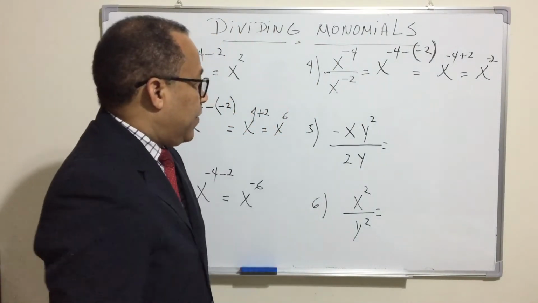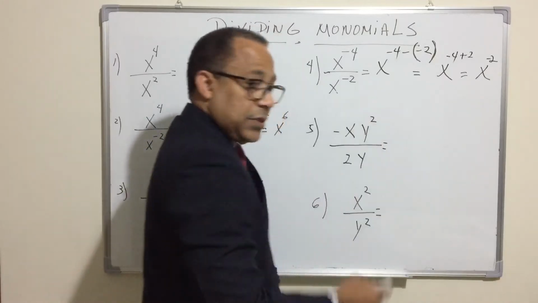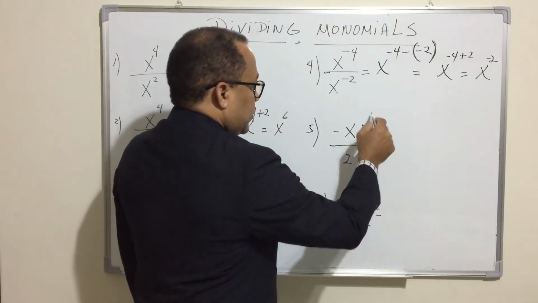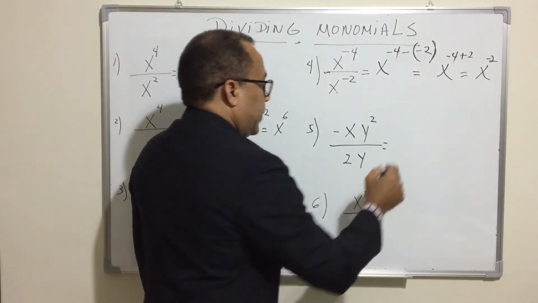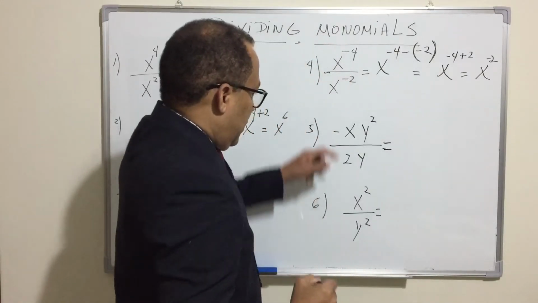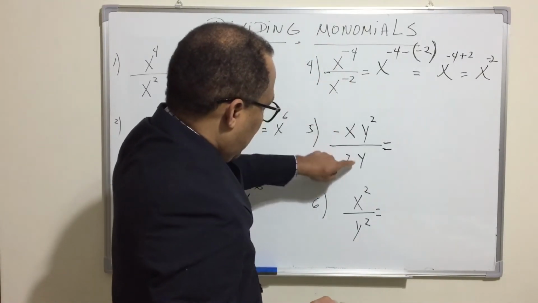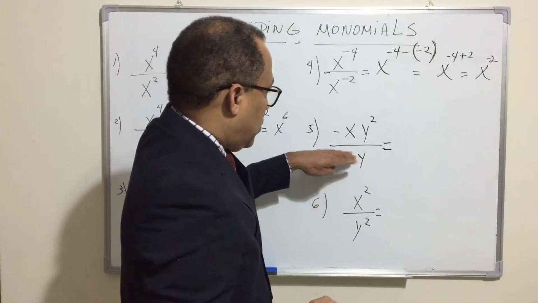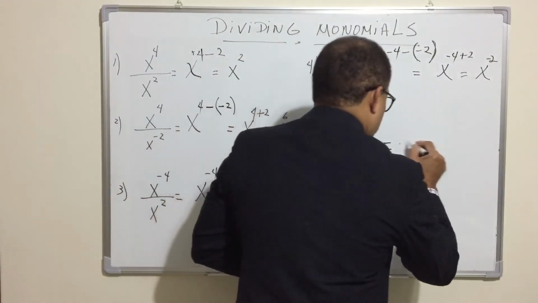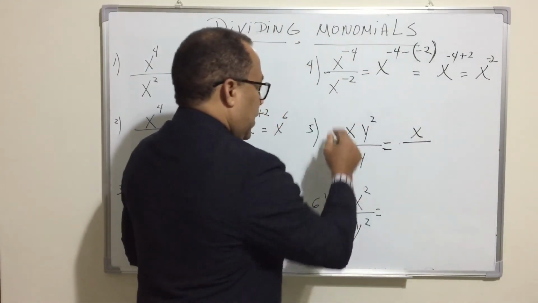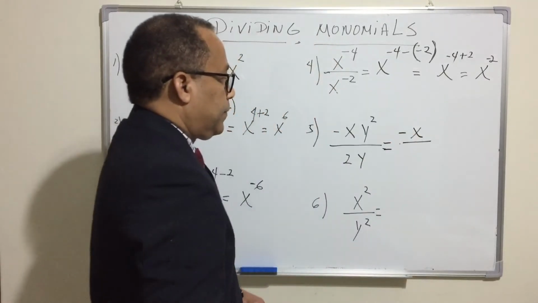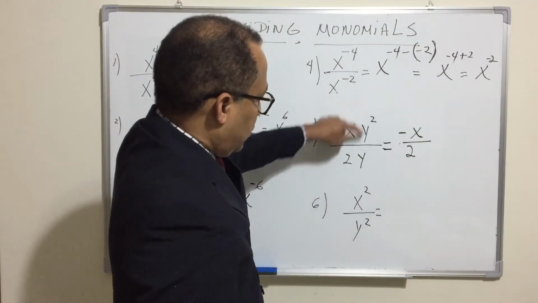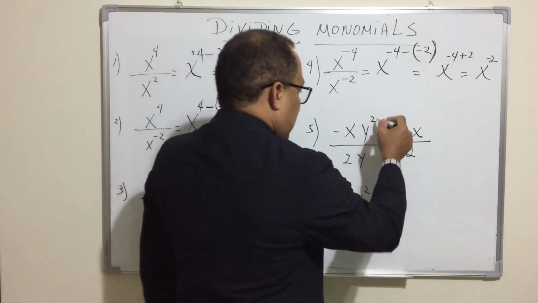Our exercise number 5 is another monomial, because they are all monomials, they're only one term. It says negative x y to the second over 2y equals. The x has no other x in the denominator. So what I do is just copy the x where it is, and I keep the sign. Copy the 2, and then I work out the y's. Y to the second and y.